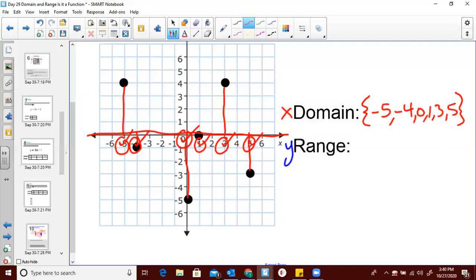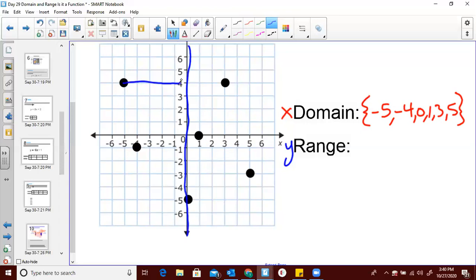So to do range, I'm going to erase all of this. And now I'm going to focus on my y-axis. So I'm going to draw a line from each point to my y-axis, and I'm going to circle the number. Well, that number is already circled, so it's fine. Here's my 0. So that comes here, it's -1. This one comes over here, -3. And this one's on the y-axis at -5.